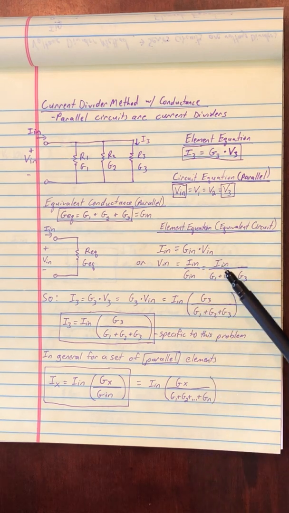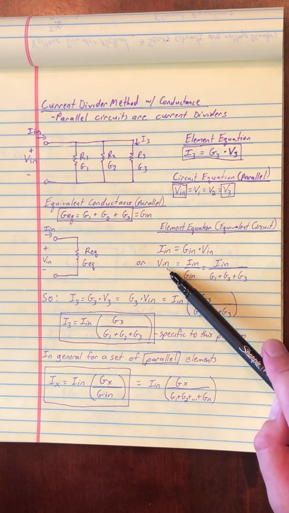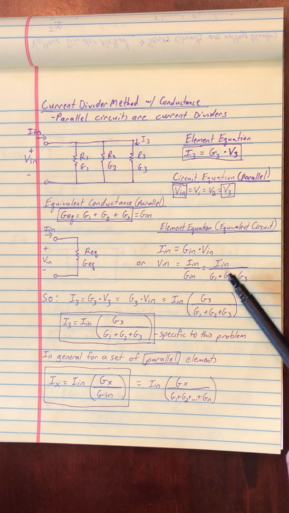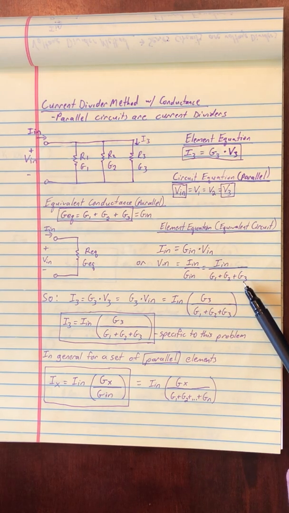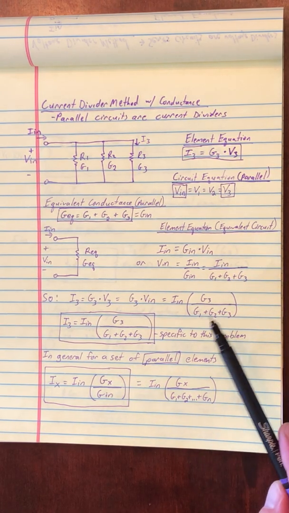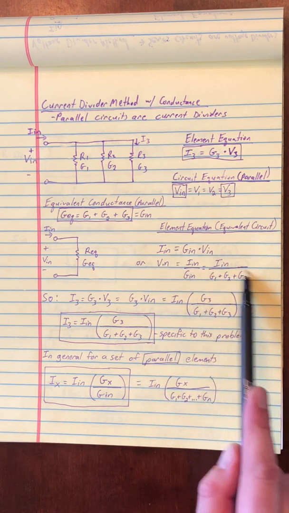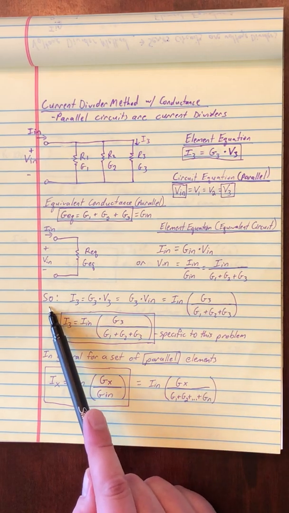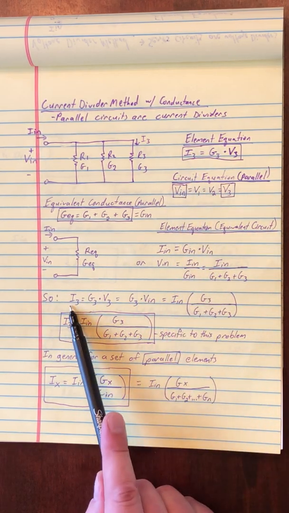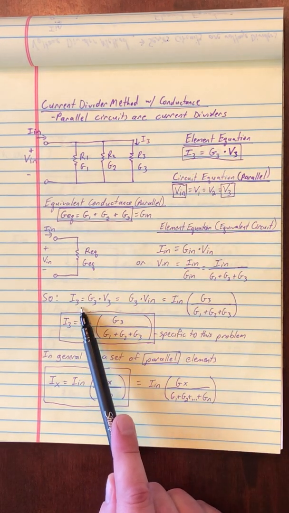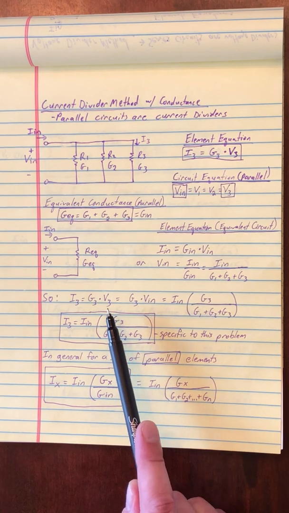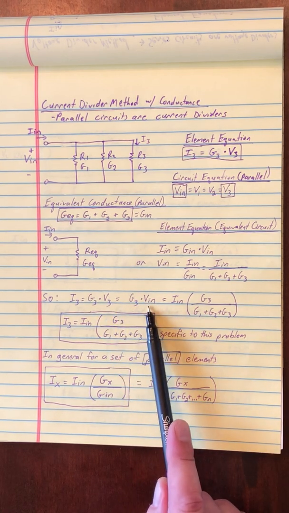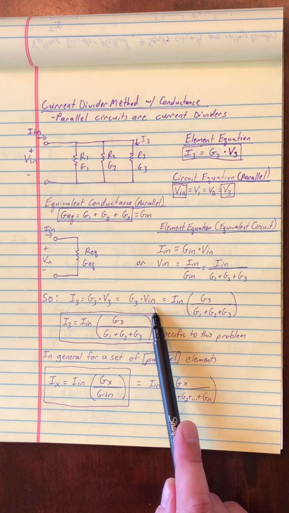And I get this, that the voltage in to our network is the current in divided by the sum of the conductances. So this looks really similar to the last one, except that In and Vn were switched, and these were the sum of the resistances for the voltage divider equation. So then I'm looking for I3. So I can start with the element equation for I3 and just substitute in from there. I3 is G3 times V3, but we also already know that V3 is equal to Vn, so we can substitute for Vn, G3 times Vn.